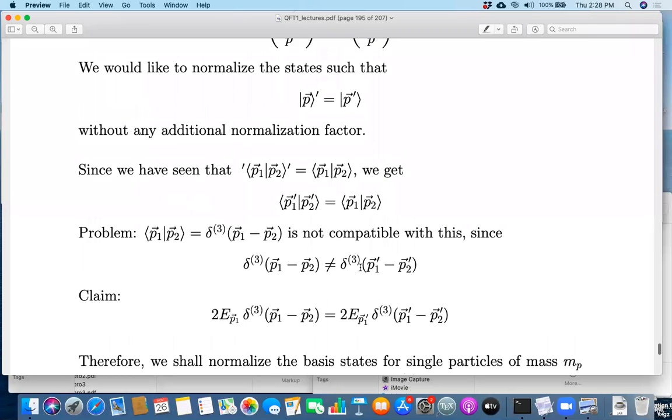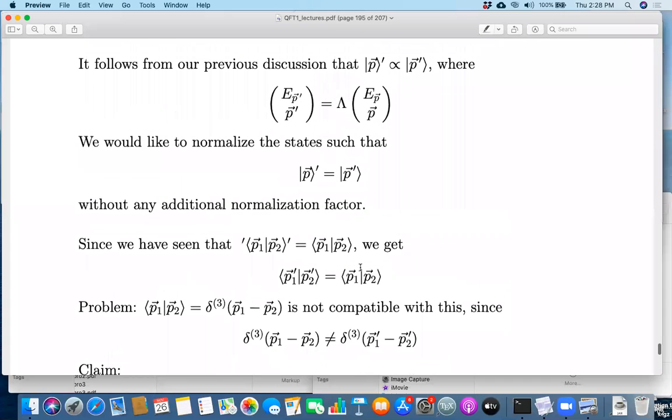So let me explain why this is not the case. Now it's clear that if you set P1 equal to P2, then P1 prime is the same as P2 prime. That follows from this relation, because both are transformed by the same Lorentz transformation. P1 will be transformed by this Lorentz transformation, P2 will be transformed by this Lorentz transformation. But the problem is in the normalization.